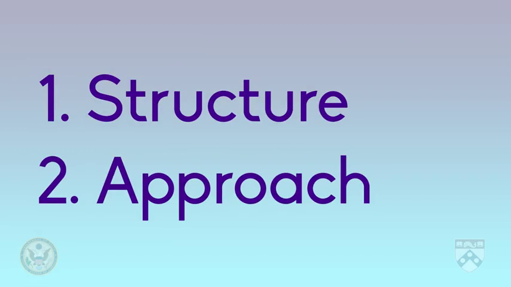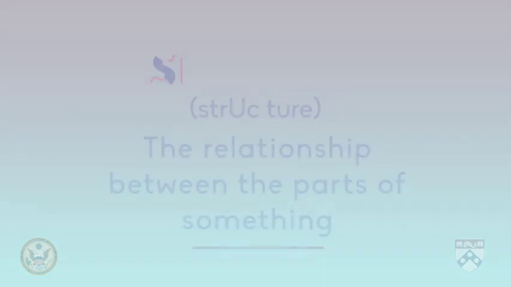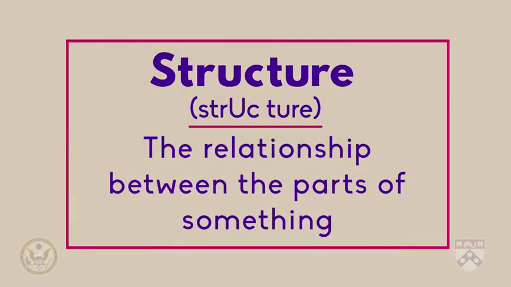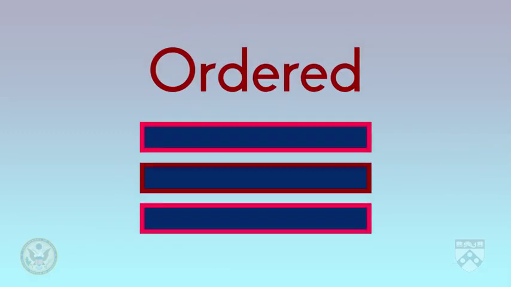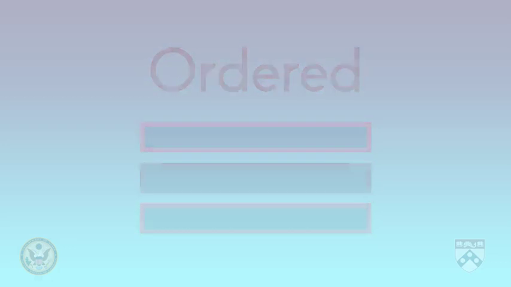Let's look at the structure first. Structure means the relationship between the parts of something. For a radio script, this means which parts are in it and how are they ordered. So, a radio pitch should contain the following parts.